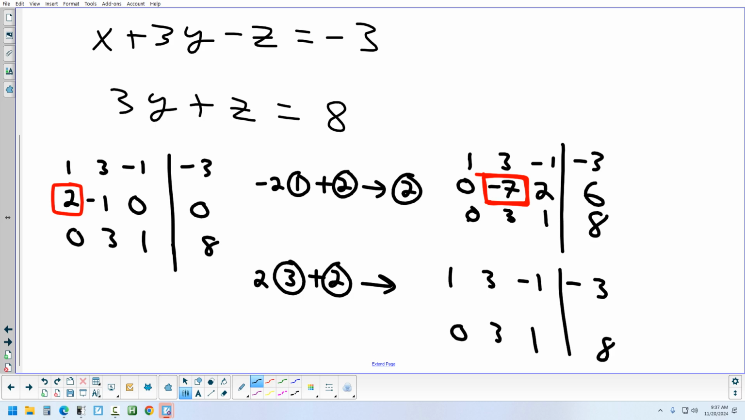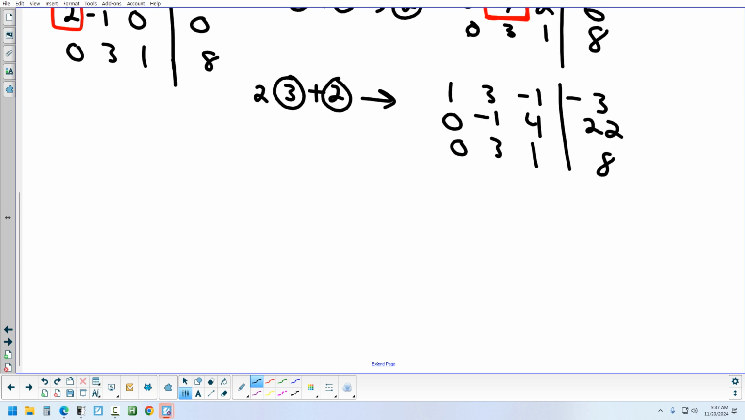What's 0 times 2? 0. Plus 0? 0. What's 3 times 2? 6. 6 plus -7? -1. What's 1 times 2? 2. 2 plus 2? 4. Now 8 times 2? 16. 16 plus 6? 22.